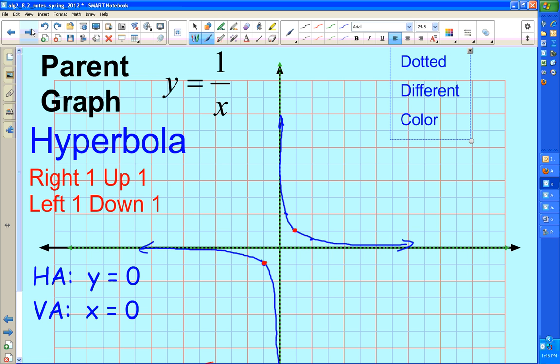x. No. This is the graph. From the origin, we have a vertical asymptote, a horizontal asymptote, and from the origin, right one up one, left one down one, and then draw your graph. So the line equals 1 over x. That's what we're graphing.